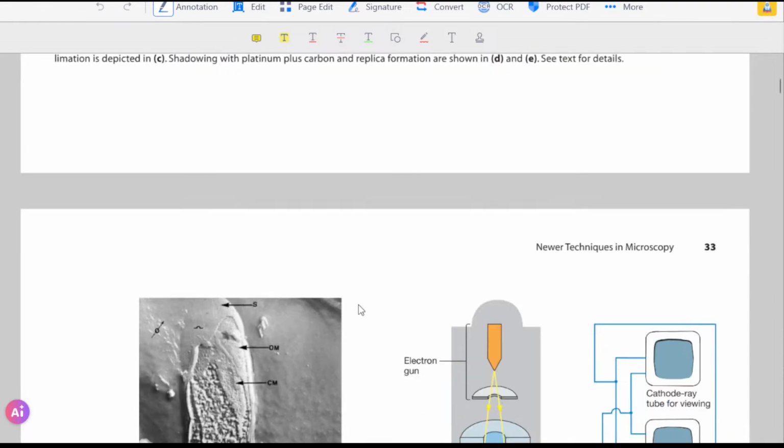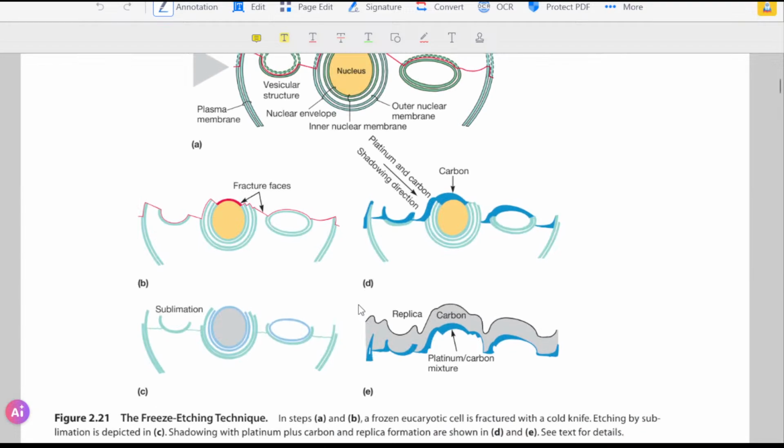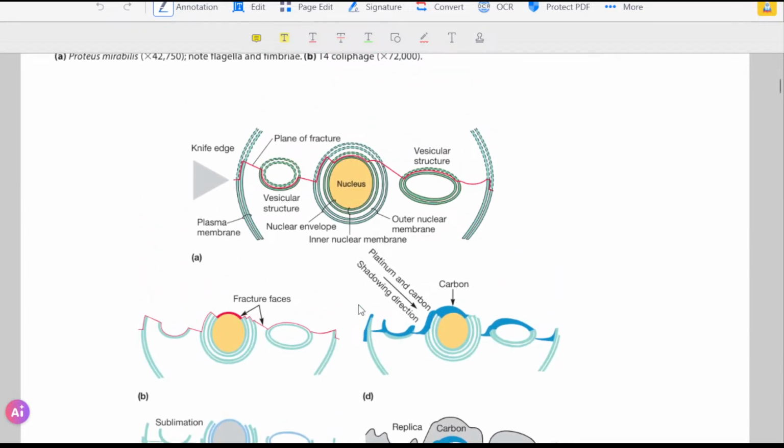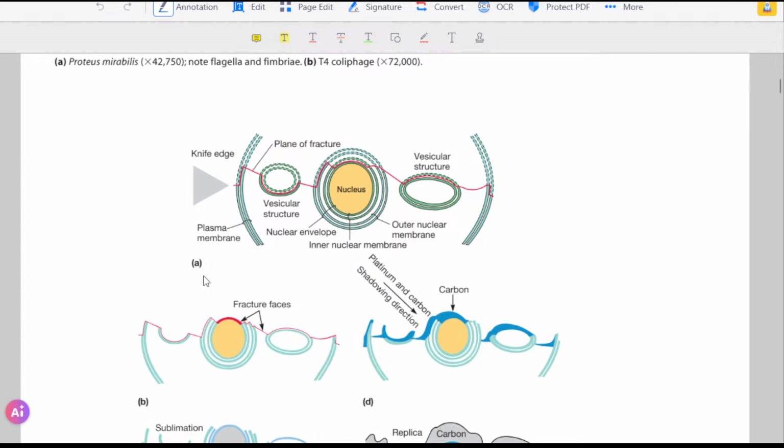Freeze etching technique. Guys, we did study another technique, freeze etching. And let's see how this works. We did study how it works. Letter A: this is the knife edge, plane of fracture, nucleus, vesicular structure, nuclear envelope. So this is the cell. That's its plasma membrane. That is its vacuoles or vesicle structure. And this is the nucleus, nuclear envelope.